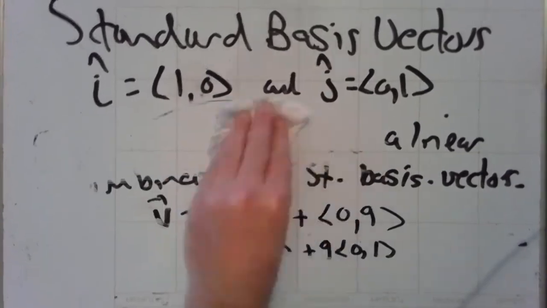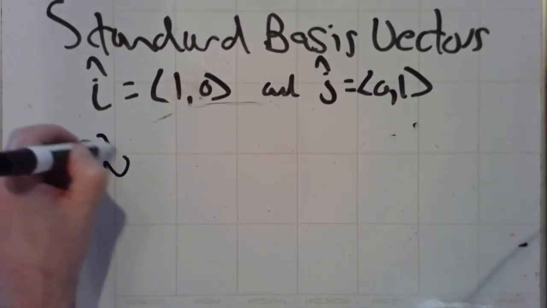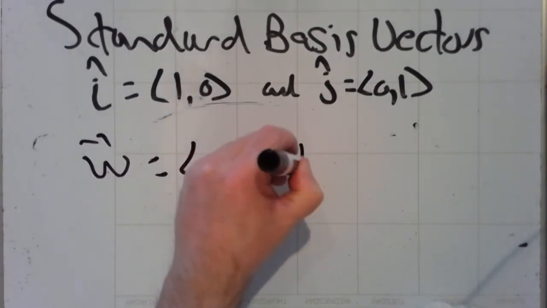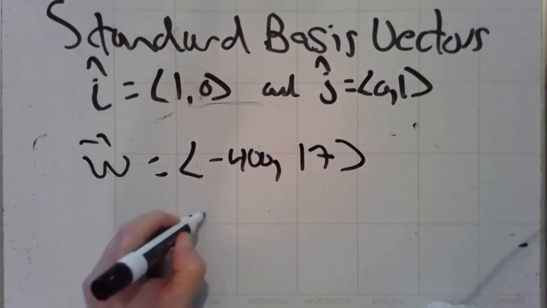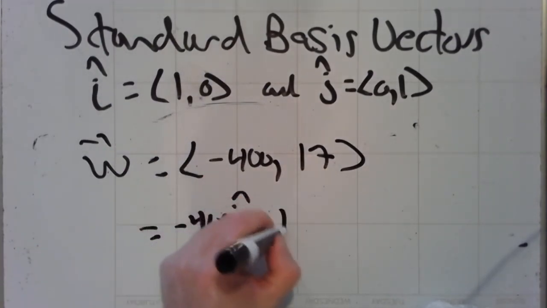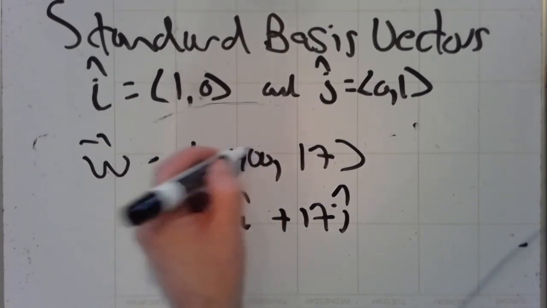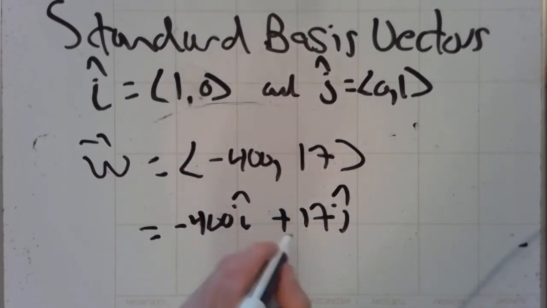So if I wanted to do the same thing with w is (-400, 17), then I would just write w is -400i plus 17j. That's it. There's no work to do. You literally just write it down. Put that number in front of i, that number in front of j, and put a plus in between.